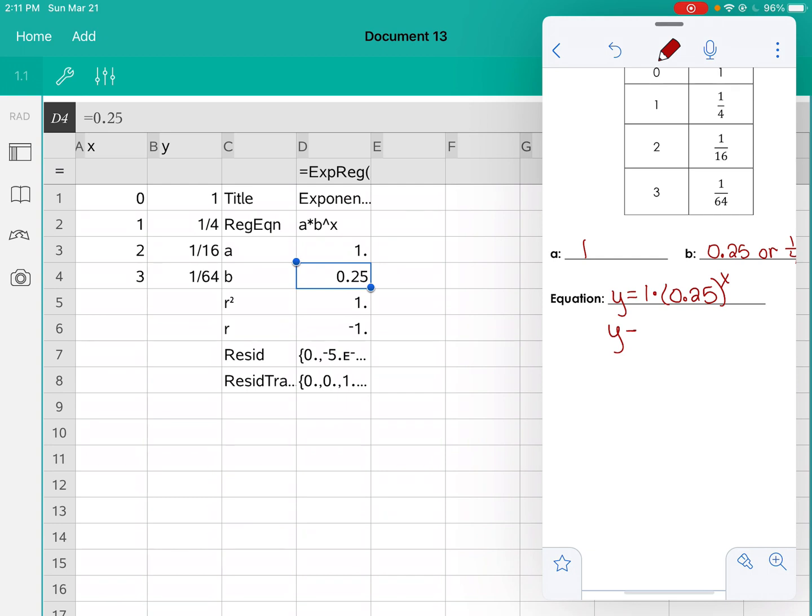You could have 1 times 1/4 to the x power, or remember, you might not see the 1 and it might just be 0.25 to the x power, and lastly, or 1/4 to the x power. All 4 of those mean the exact same thing.